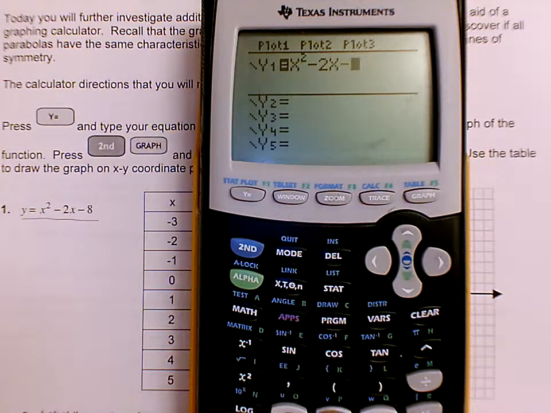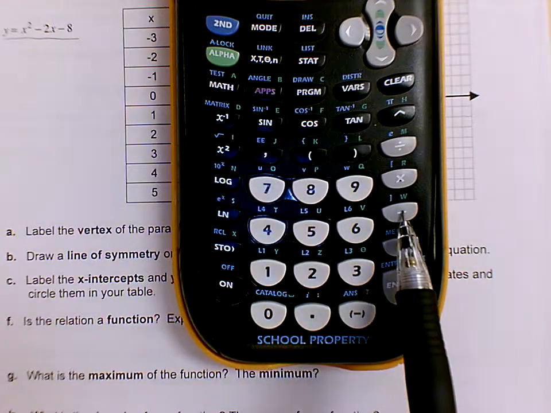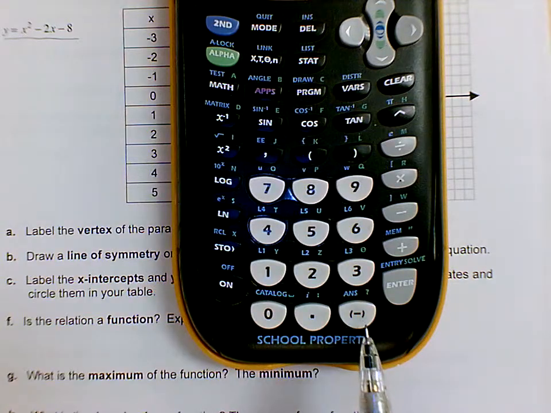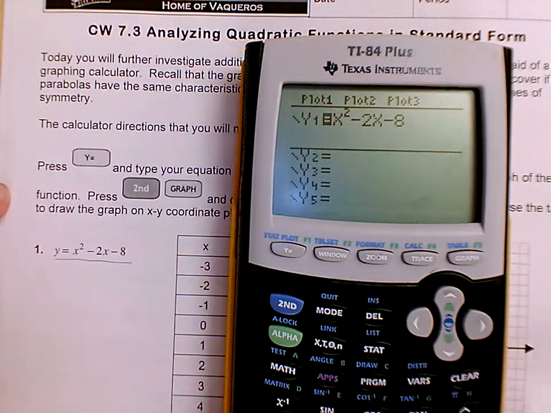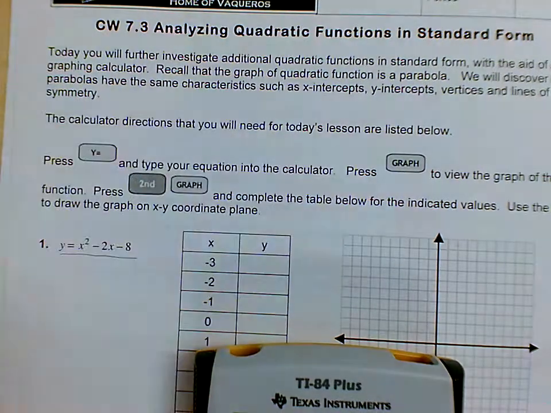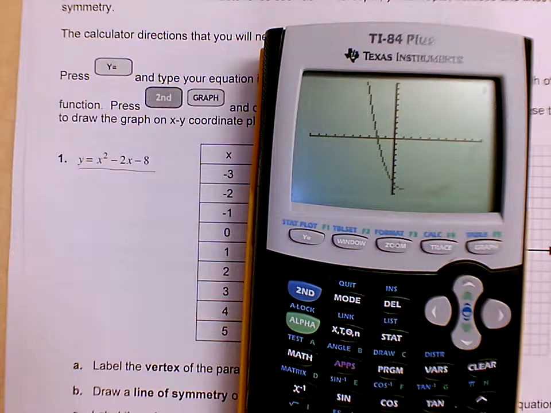minus 8. Also make sure you guys are hitting the minus button. Let me show you. You're hitting the minus button on the calculator, not the negative button, because your calculator does think those are two completely different things. So make sure that when you're doing it here, you're using the minus button, not the negative button. All right, perfect. So press graph to view the graph of your function. So I'm going to hit graph. And there is my parabola.